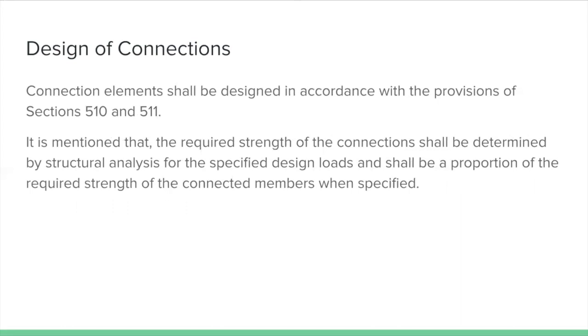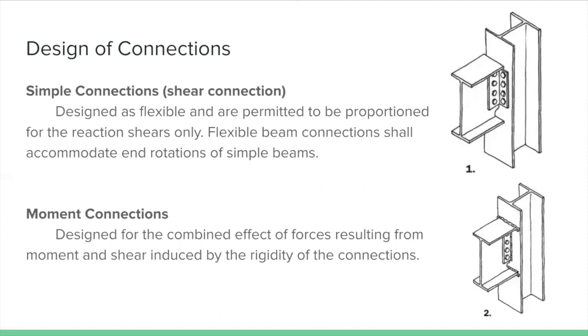For design of connections, the connection element shall be designed in accordance with the provisions of sections 510 and 511. It is mentioned that the required strength of the connection shall be determined by structural analysis for the specified design loads and shall be a proportion of the required strength of the connected members when specified. So there are two types of connections. First is a simple connection. This is designed as flexible, and flexible meaning the beam flanges are not rigidly connected to the column, it's free to rotate. So they are permitted to be proportioned for the reaction shears only. Flexible beam connections shall accommodate end rotations of simple beams.